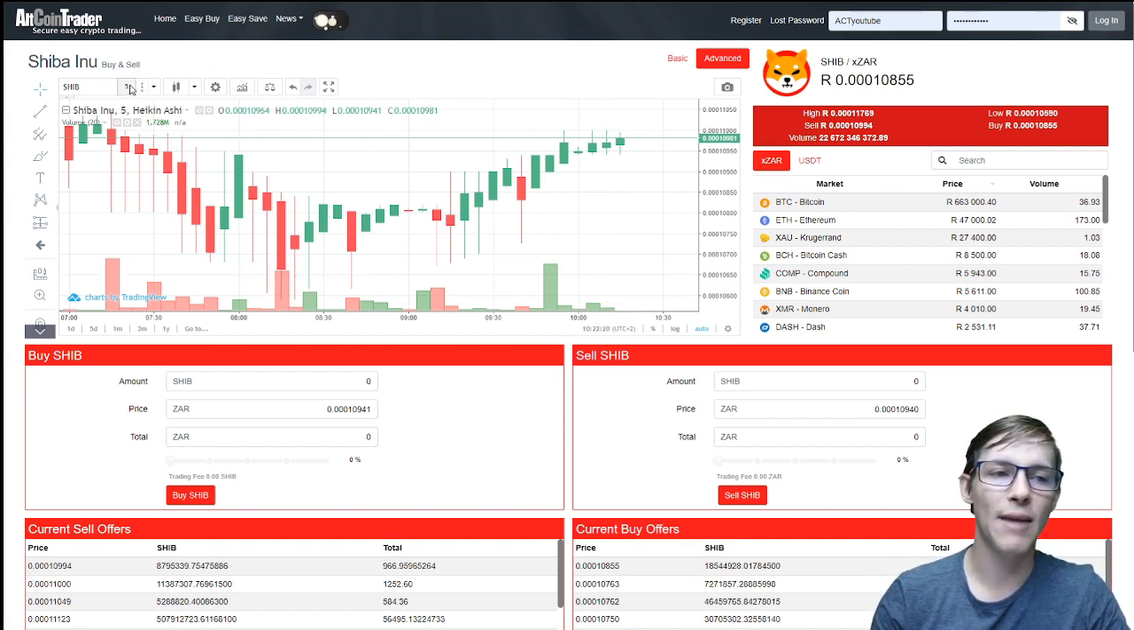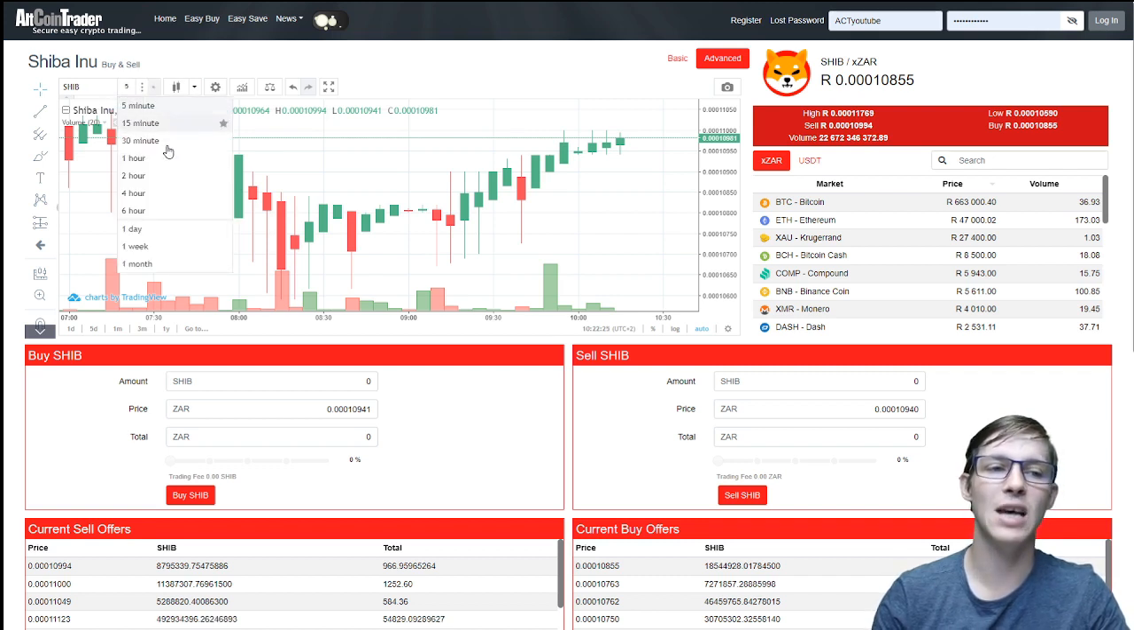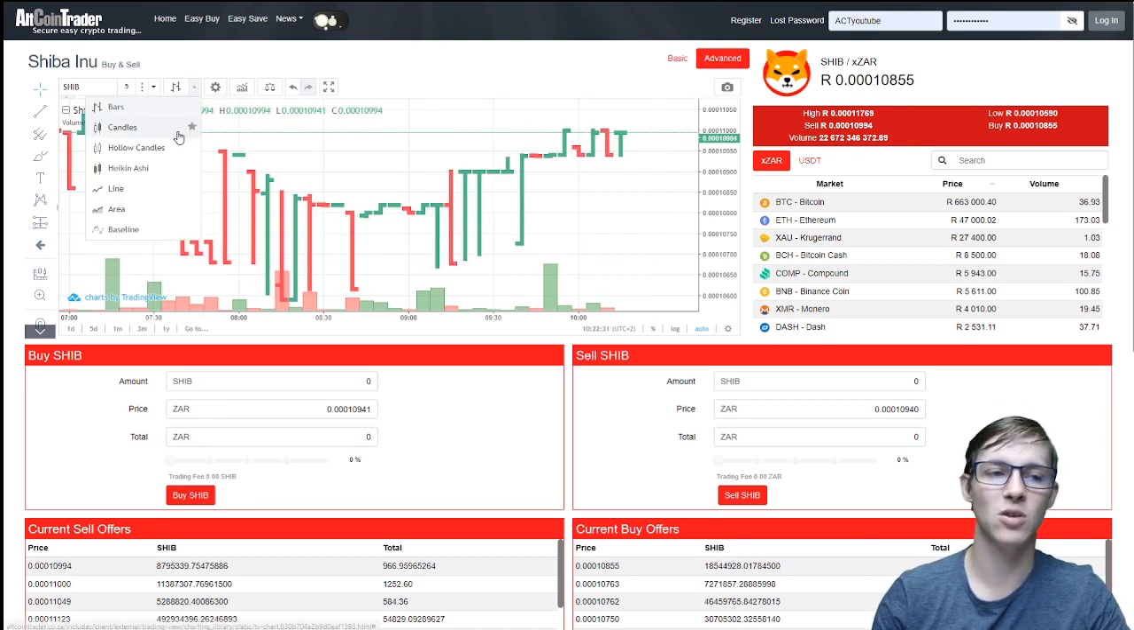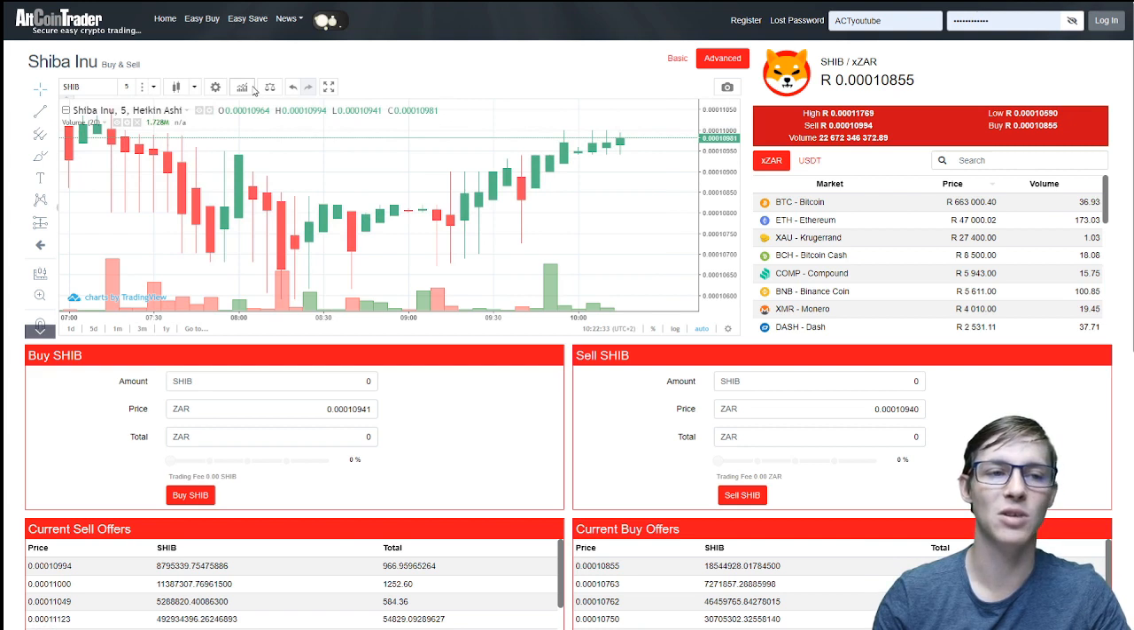In the top left, we have which graph we are looking at, which is Shiba Inu. We have the time interval, which can be changed to whatever time interval you would like to look at. We can choose what type of candlesticks or bars we would like to see. I like using the Heiken Ashi. They are my favorite, and that is what we can do at the top.